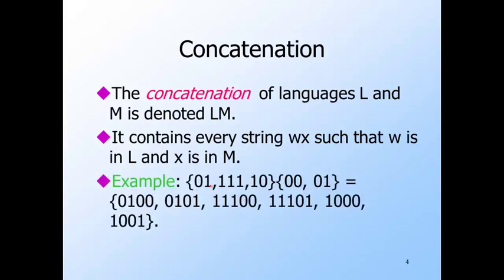So here's an example. We are, in effect, multiplying the two languages. That is, we'll take 0, 1 from the first language, and we can concatenate it with 0, 0. That gives us 0, 1, 0, 0. We could also take 0, 1 again, concatenate it with 0, 1, and that gives us that. Then 1, 1, 1 concatenated with the two strings here gives us these two strings in the result. And 1, 0 concatenated with 0, 0 and 0, 1 gives us the final two strings in the result.